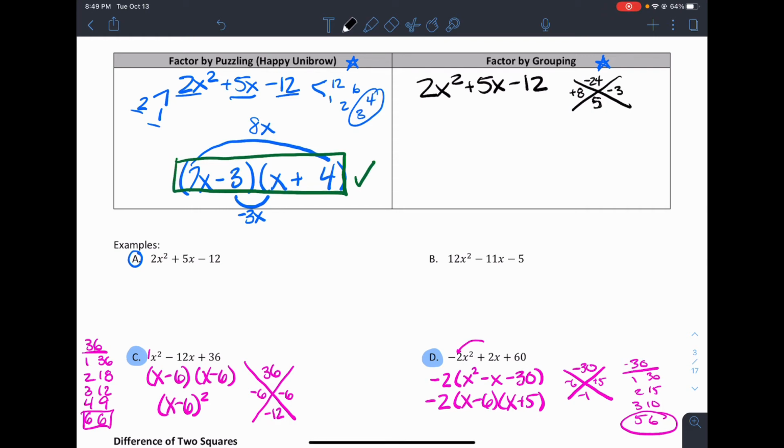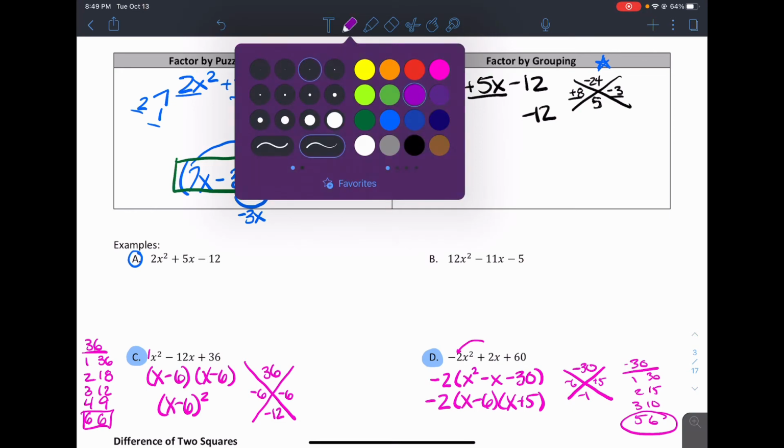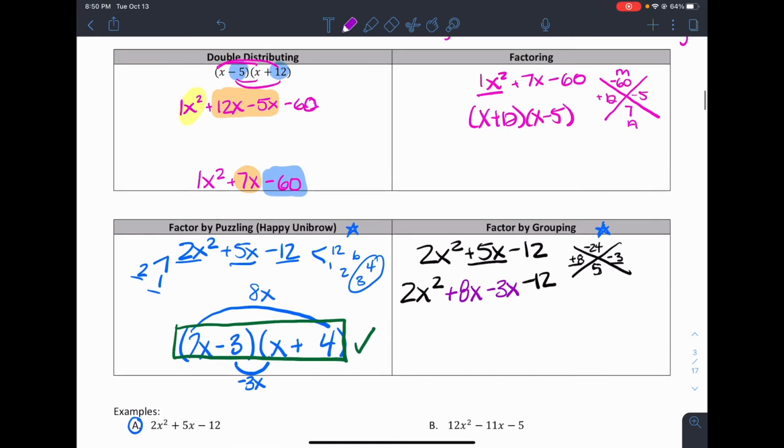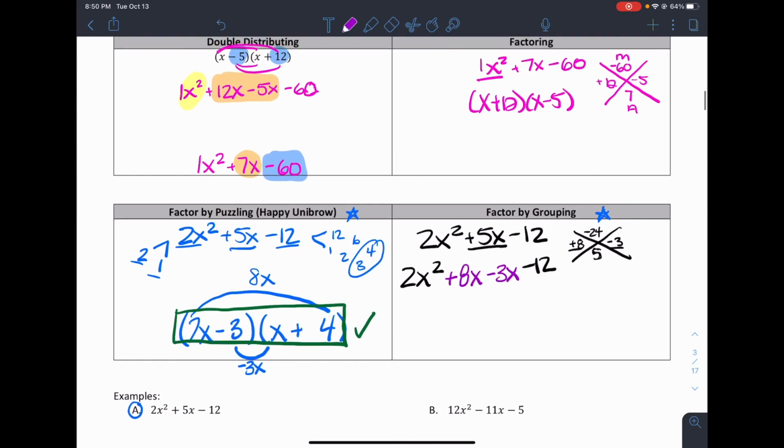So now what I'm going to do is split this 5x up into positive 8 and negative 3. I'm going to say 2x squared, I'm going to keep my minus 12, but I'm going to split up my 5x into plus 8x and minus 3x. What I've done here is I've just uncombined like terms. And if you take a look at what happened when we did double distributing earlier, it's quite similar, right? If I'm going backwards, I started with this, and now I'm making it look like this. So now I just need to go one more step.